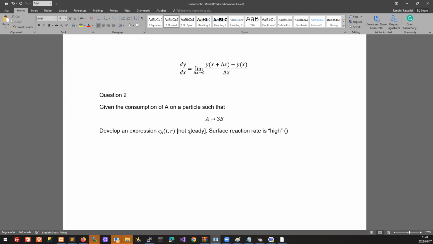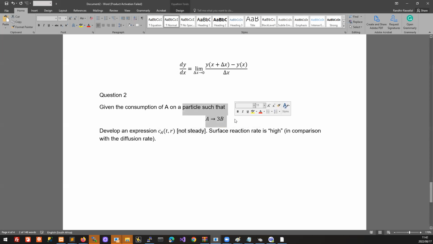And by that we mean in comparison with the diffusion rate. I guess that's enough for us to start with. Okay, so we can see now we are not steady anymore. When we did this problem before, we were at steady state and we could make certain approximations about NA.